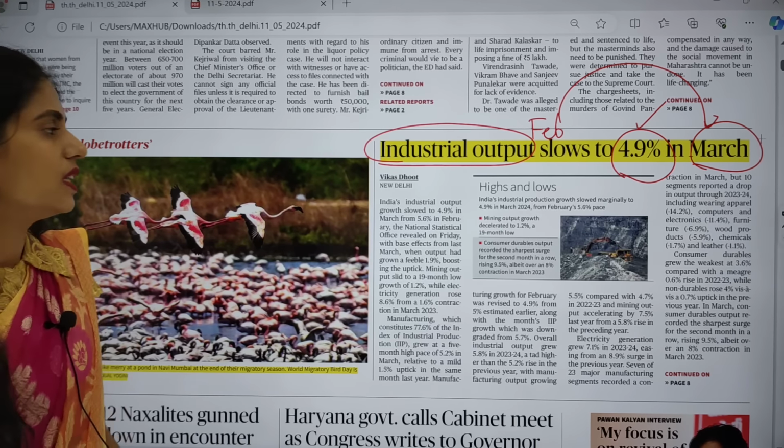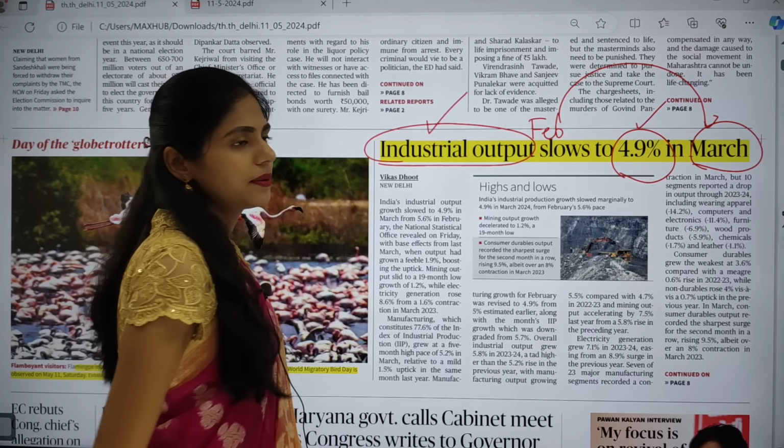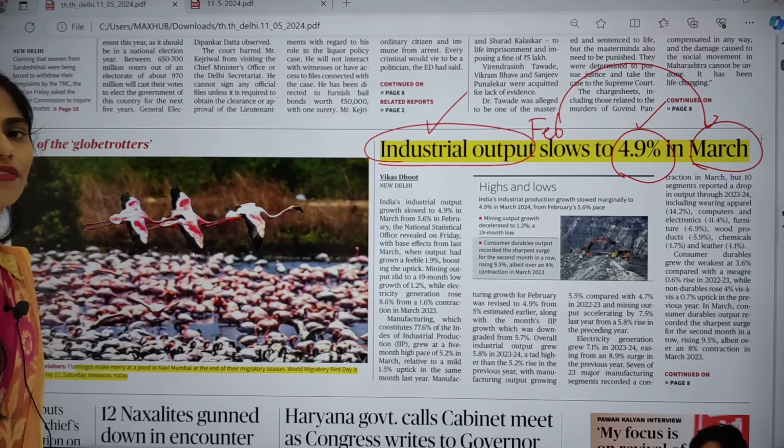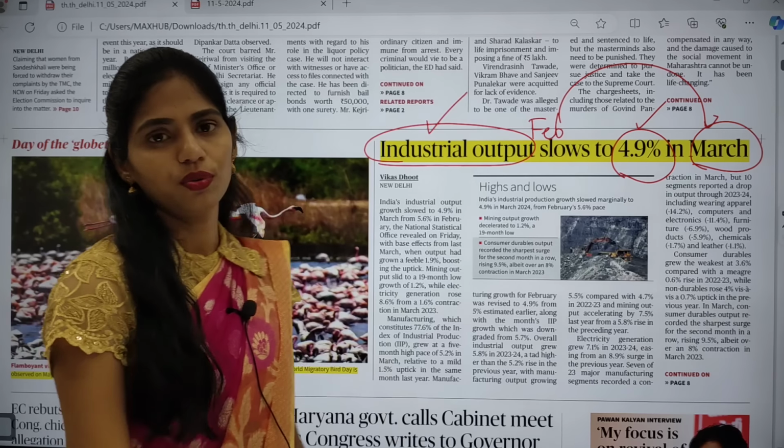So what is the keyword? The keyword here is industrial output. So why are industries and their performance important? Yes, you have to know that.